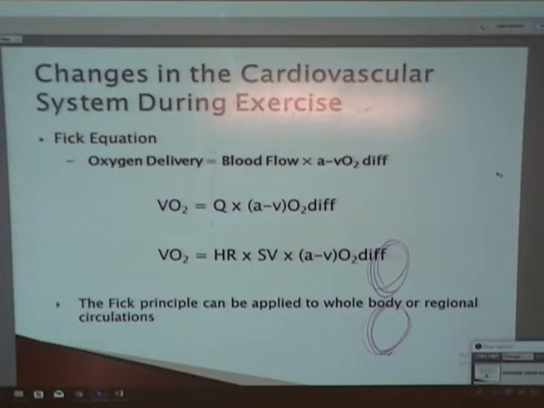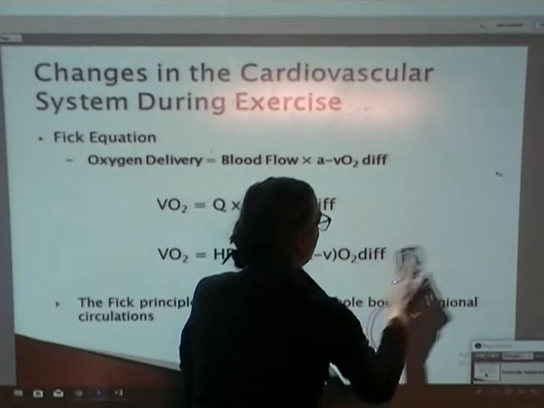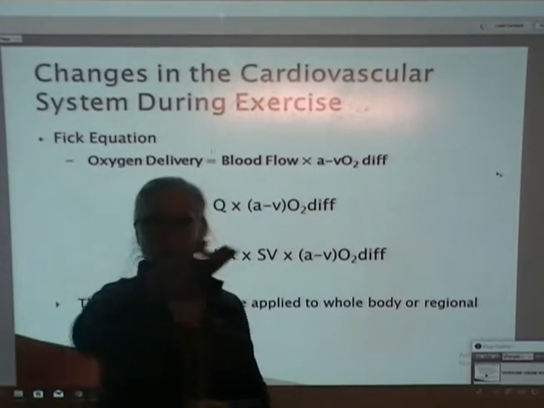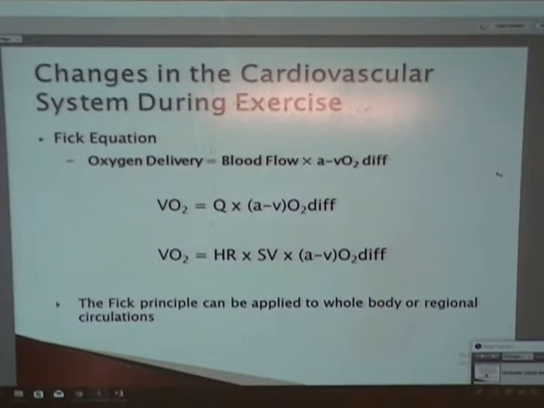So, if we're going to measure oxygen delivery, right now, how much oxygen is being delivered, we're going to use a similar equation to the one that we used for Q. Okay? Remember that Q is basically blood delivery per minute to the body, right? How much blood is squirted out of the heart per minute.